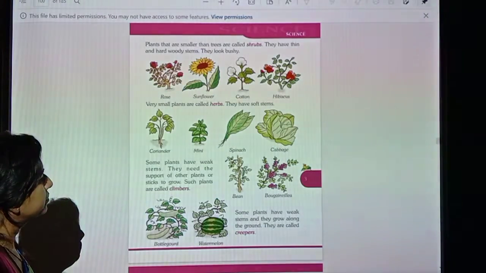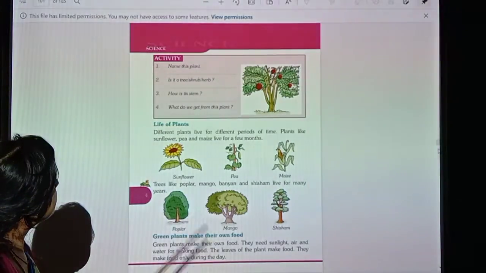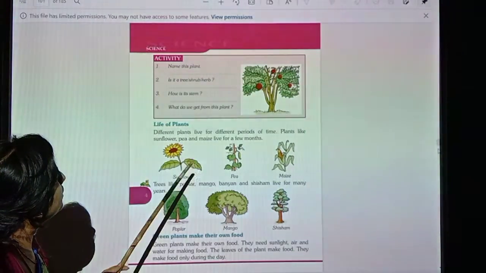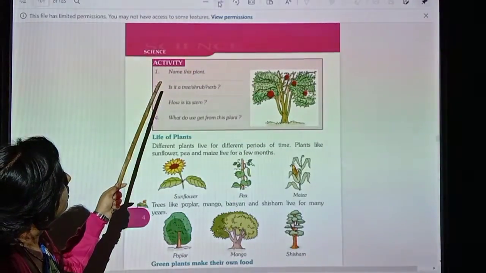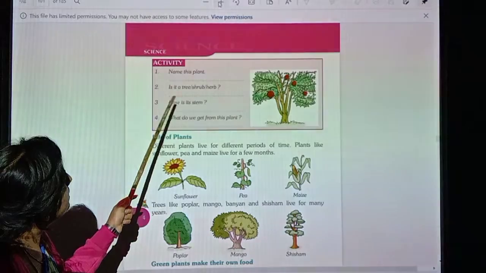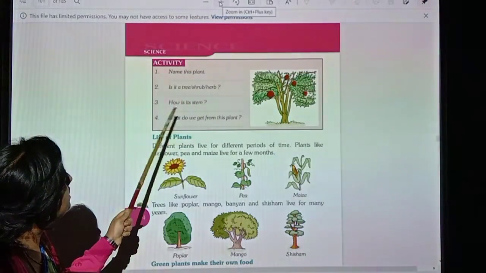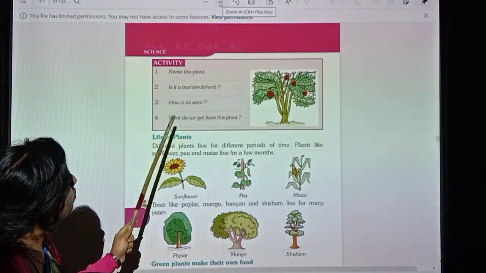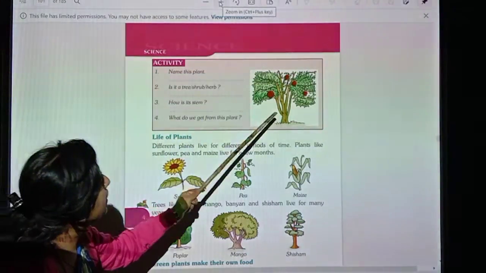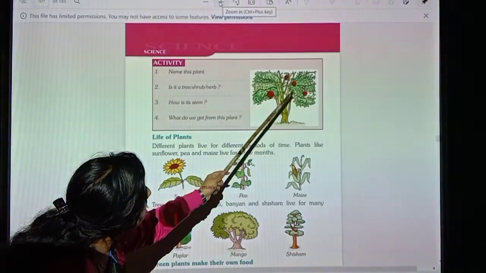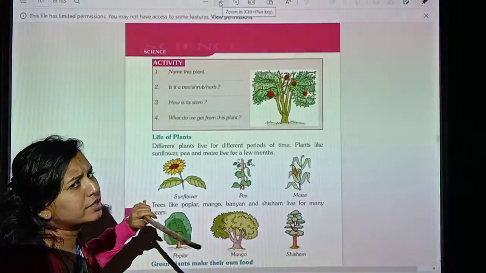Next, this is the life of plants, and also some activities are there, children. See, name these plants. This is tree, shrubs, herbs. How does it stand? What do we get from this plant? See, name this plant. You can see some berries in this plant. And is it a shrub or a herb? I told you before itself.